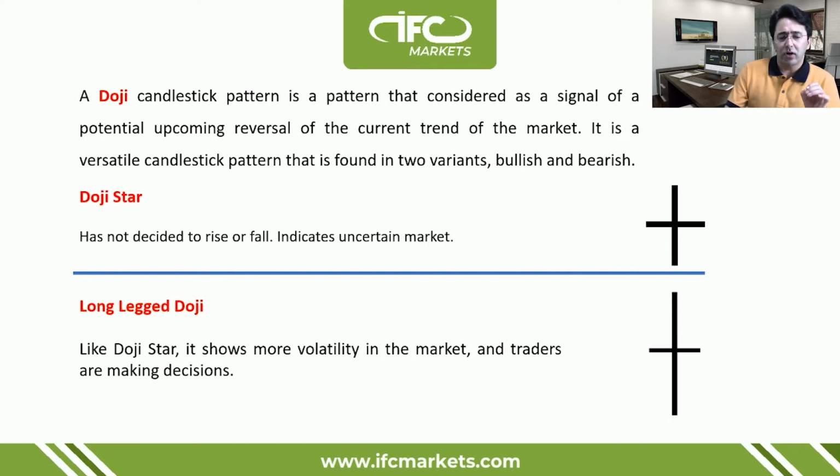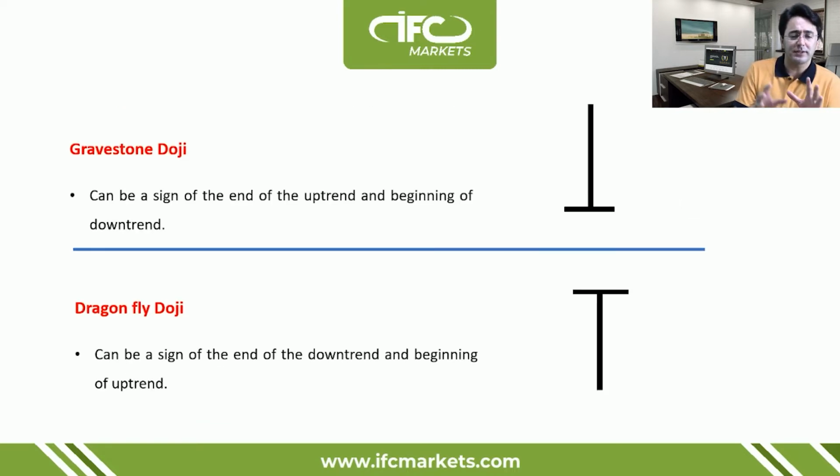But when you see long-legged dojis, it means that the market participants, the traders, are trying to find a way. So the market has more volatility, more price changing. That's why the higher and lower prices are different. But still, the open and close prices are at the same level. Same as other patterns, these doji patterns also tell you that the current trend is going to end and change.